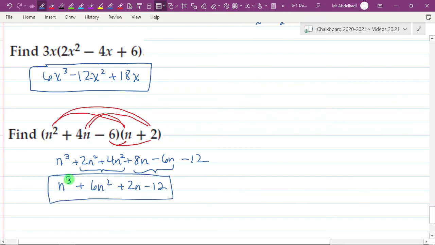Notice my powers go from 3 to 2 to 1 to n to the 0. That's a polynomial. All the powers are positive or 0, and they're all whole numbers. So this is a polynomial.